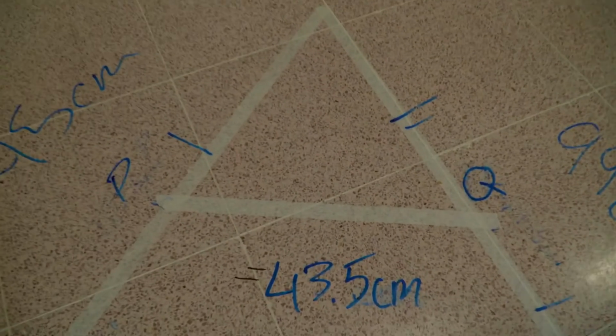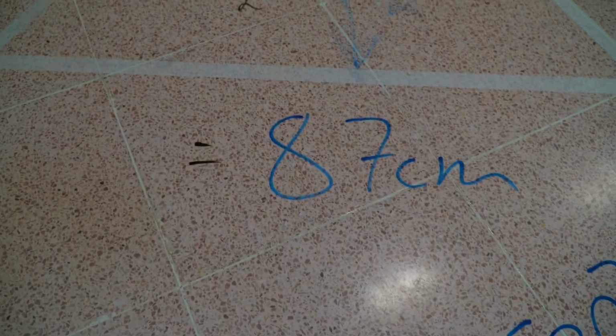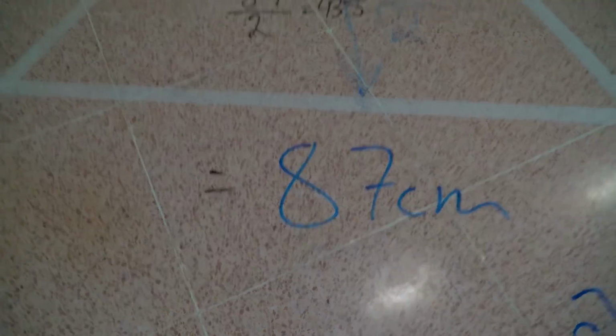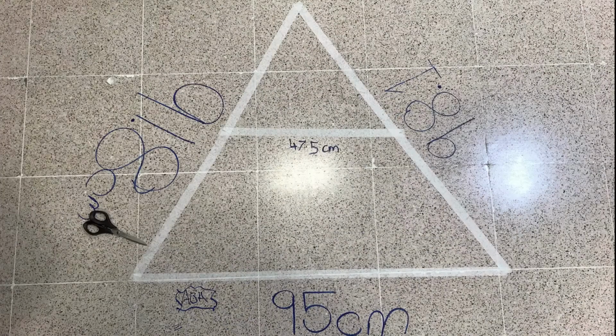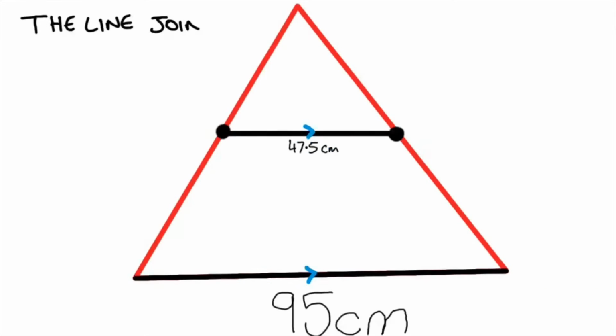Let's take a third example. Here we have 43.5 centimeters and we have 87, so a half of it. Right, let's use this example to show the theorem in action, and let's do a question. So here's our triangle, and what we're going to prove is the midpoint theorem. So let's just get rid of that for a bit and redraw that triangle.